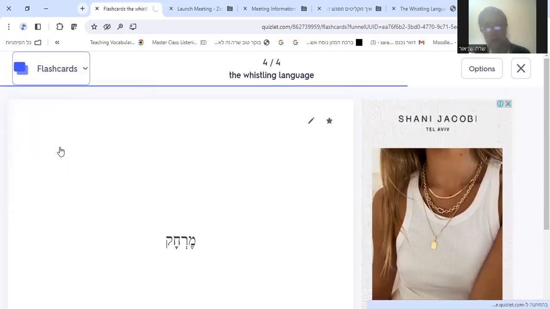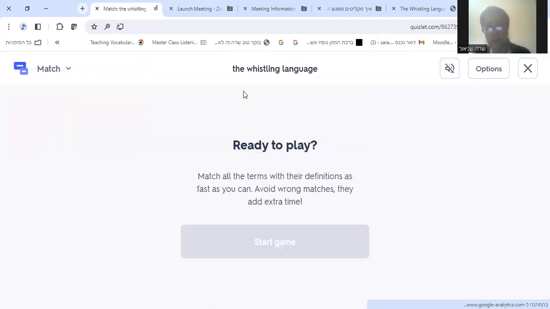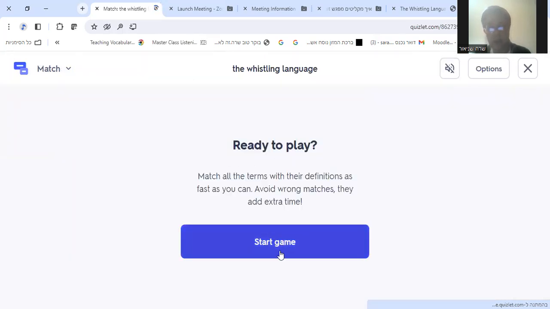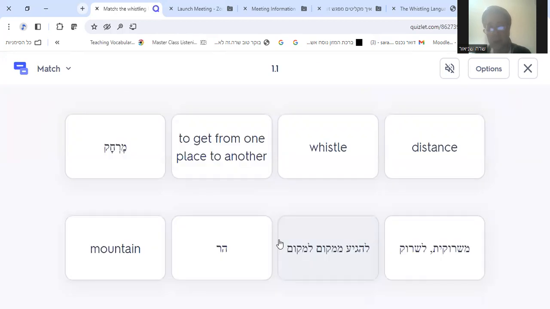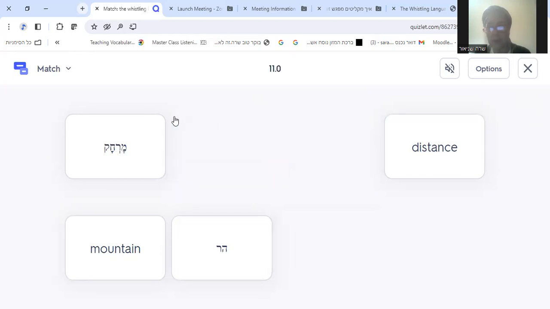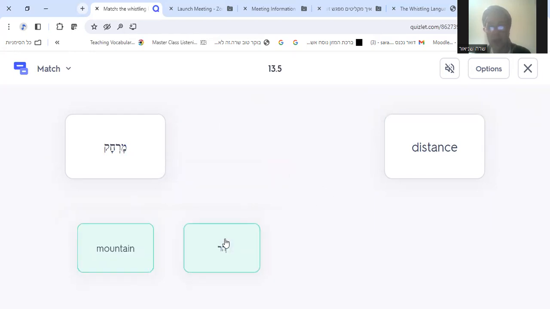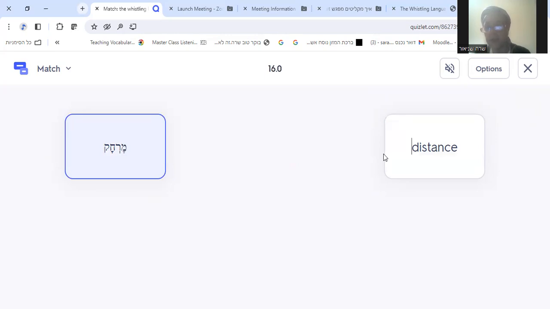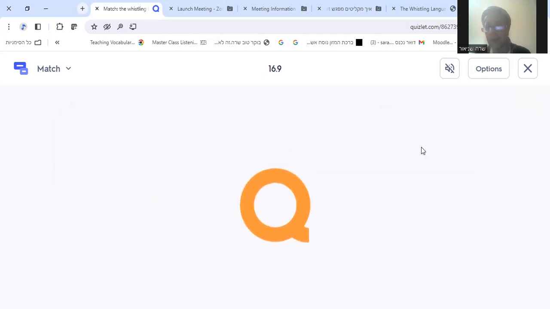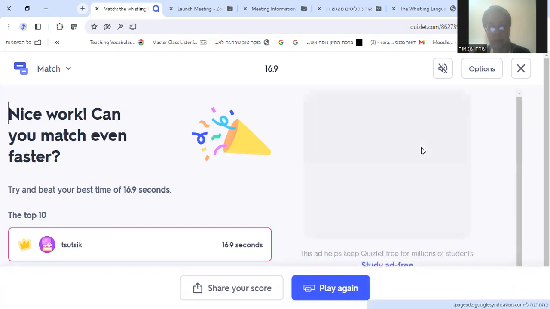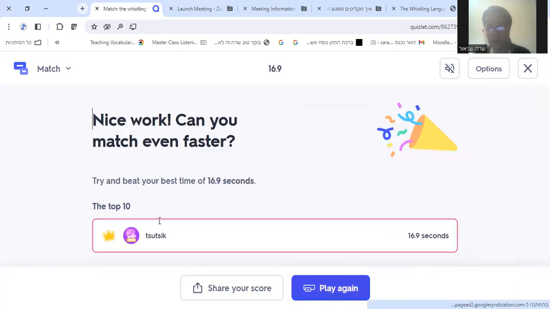And I want to match. Match the last of the summer. Match. Okay, it's a game. So you have cards. You take this one. Whistle. Goes like 1, 2. Okay, round 10. Half distance. And I can do play again, and then it times you how well you know these words. It's a very good thing that helps you learn new words.